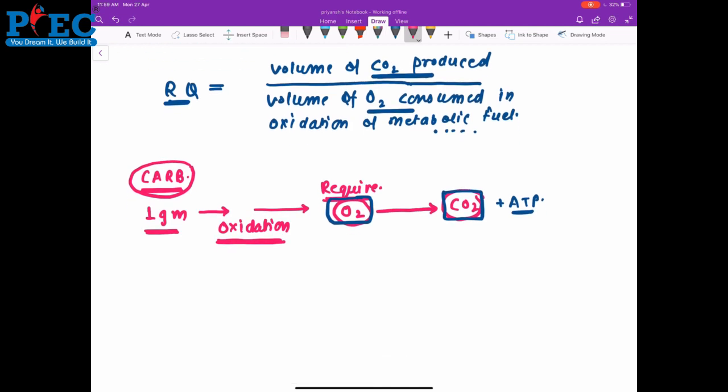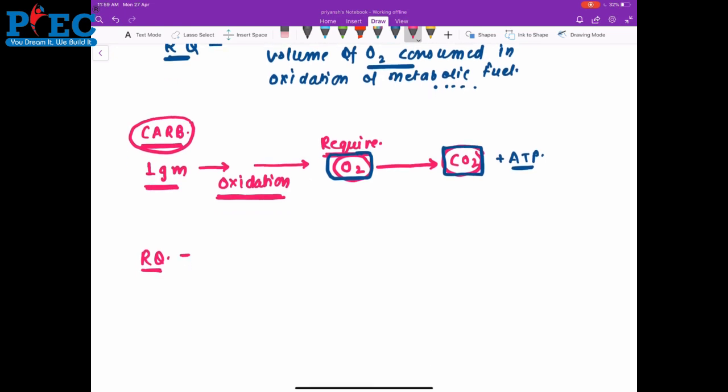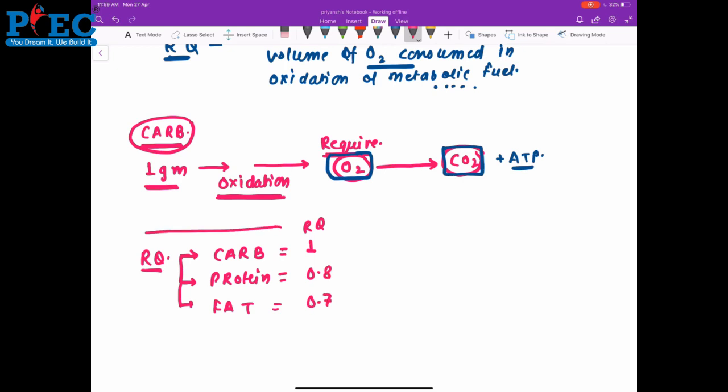What you should know is the respiratory coefficients of various metabolic fuels. For example, what is the respiratory coefficient of carbohydrate, protein, and fat? The respiratory coefficient of carbohydrate is 1. Protein it is 0.8. Fat it is 0.7. So these are the various respiratory coefficients that you should know.